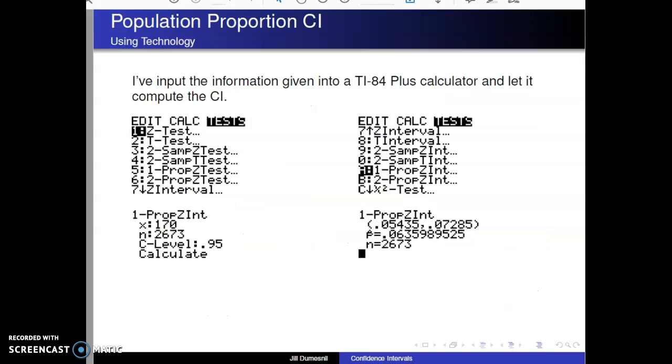Using the TI-84 Plus calculator, we use a 1 proportion z interval to compute this 1 proportion confidence interval for p. We input x equals 170, n equals 2673, and choose the C level to be 0.95. Notice that the output screen gives the same confidence interval as before and computes p hat as well.